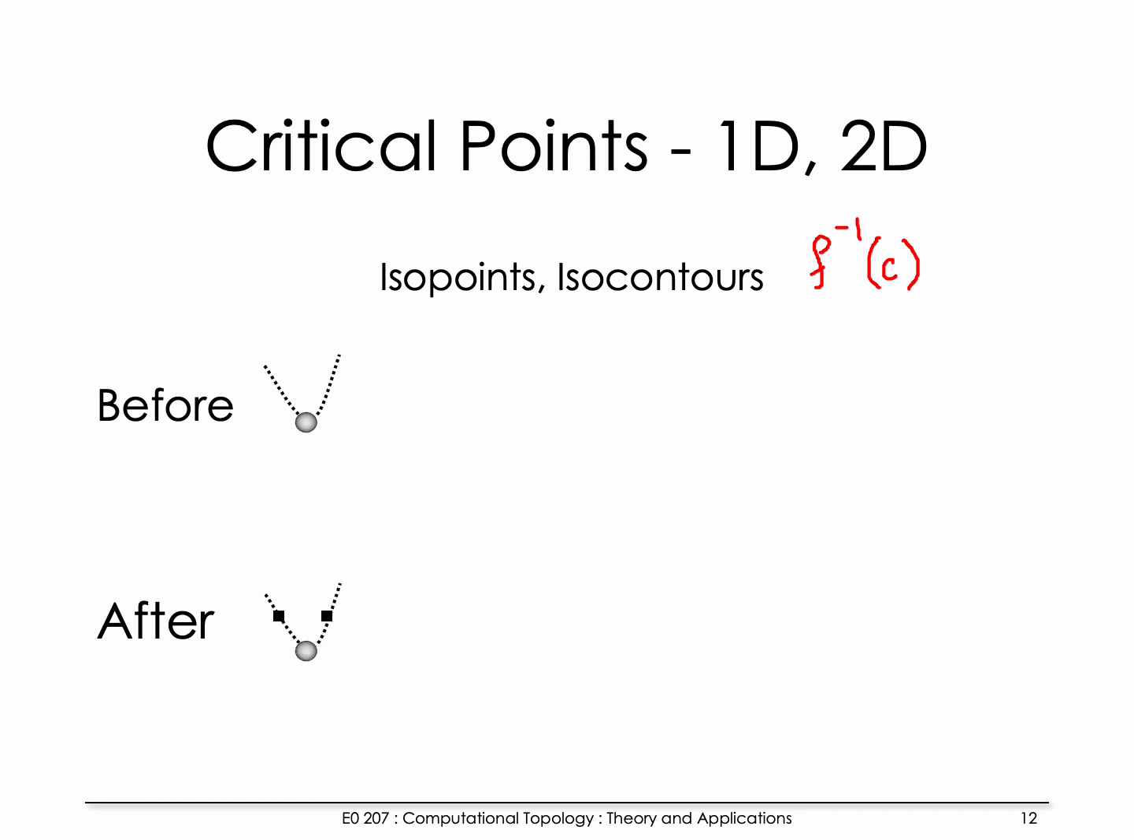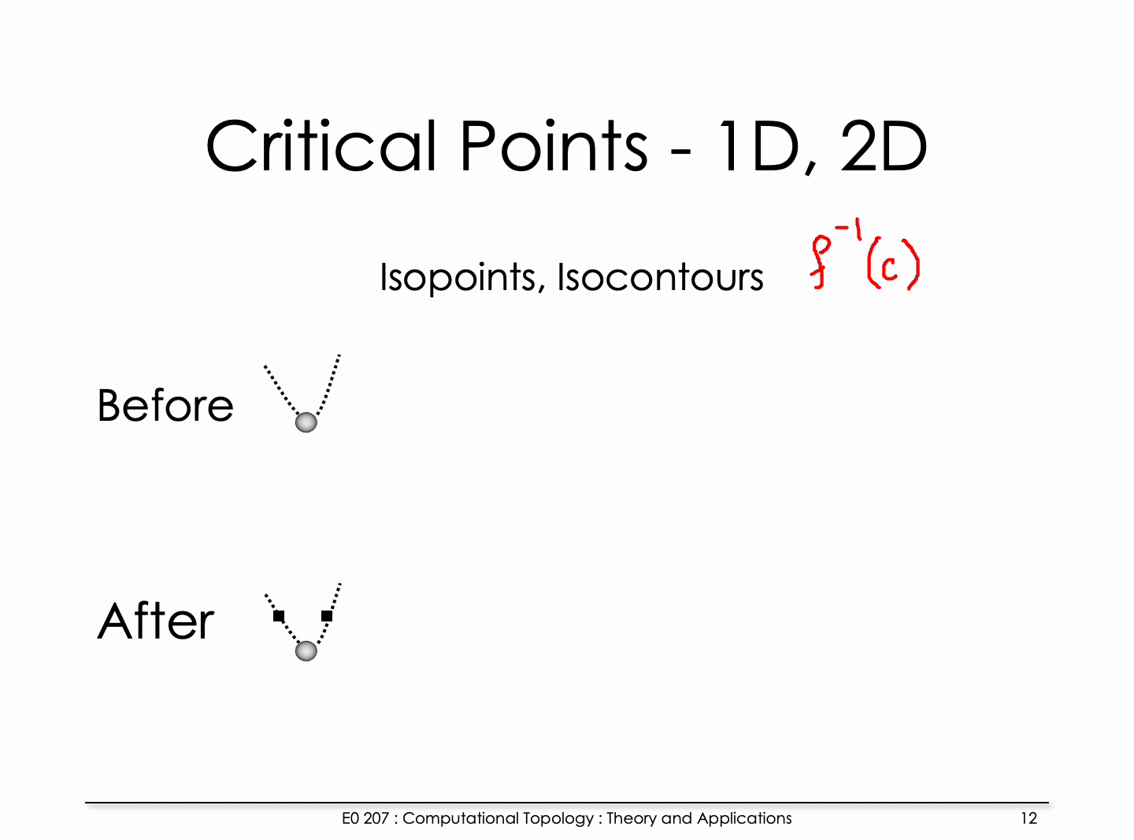Whereas once you cross the iso value, or the value at the minimum, then f inverse of C suddenly gets two components, right? So these two black points correspond to f inverse of C, where C is greater than the value at the minimum.